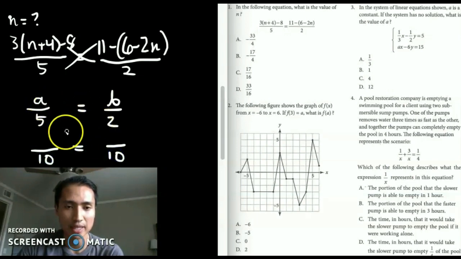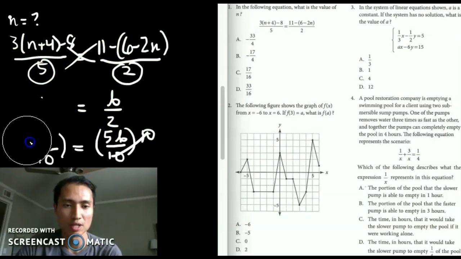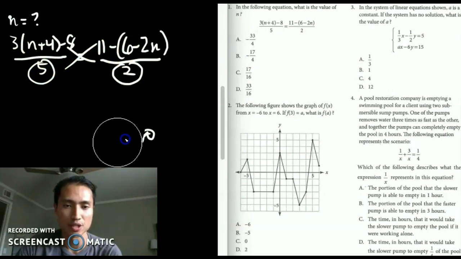So how are we going to get there? Well, we have to multiply 2 times a and 5 times b to get there. And then also, if we get rid of these 10s by multiplying 10 on both sides, we end up with basically saying, hey, let's multiply this side by 2. And hey, let's multiply this side by 5. Okay, so that's what we're doing when we're doing the cross multiplication step. So that's just a simple shortcut.